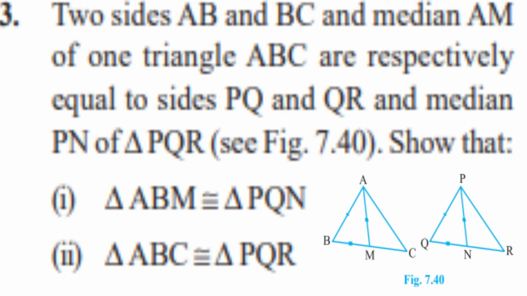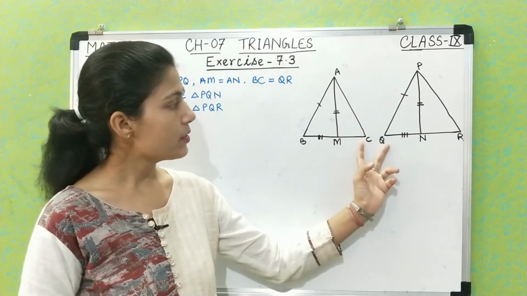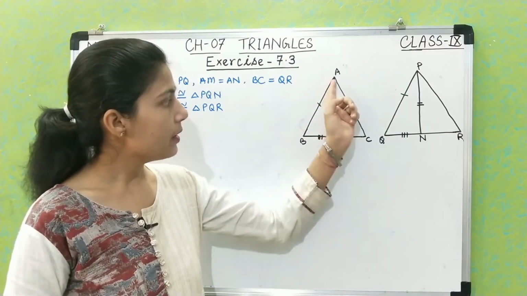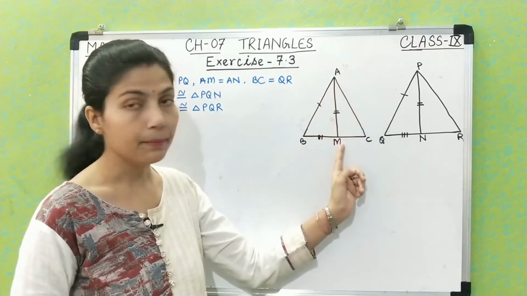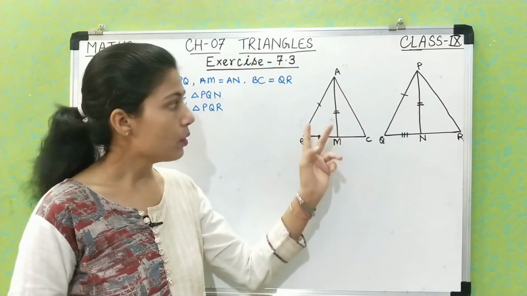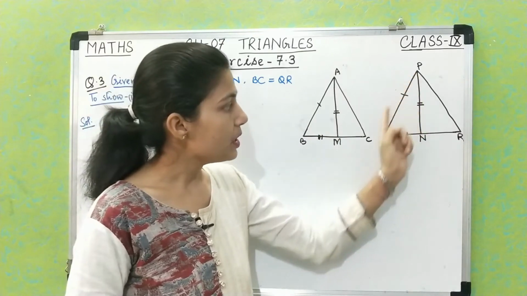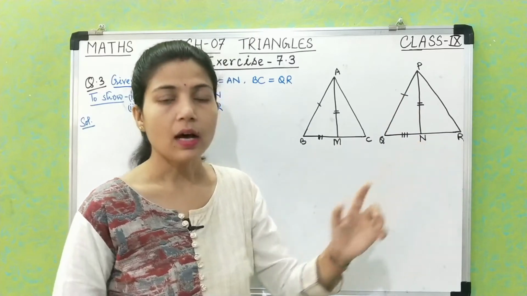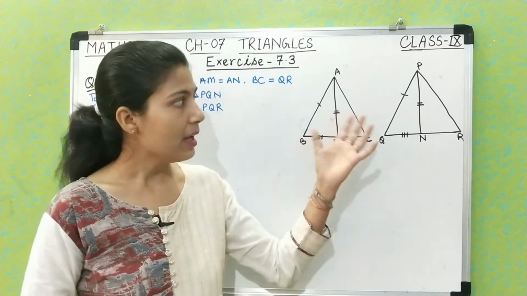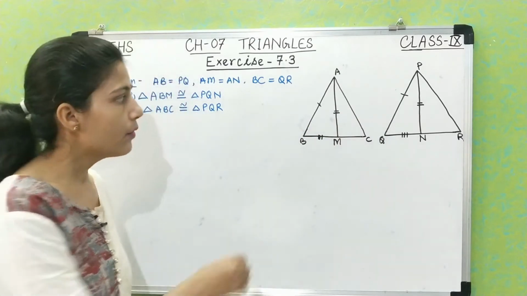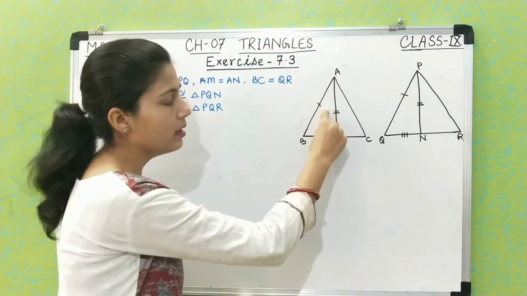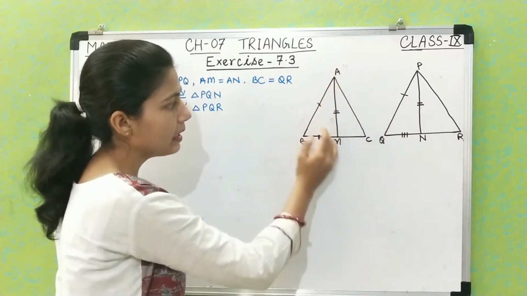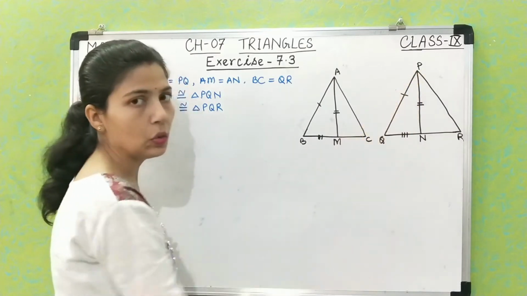Okay, so in this question you are given two triangles such that the sides AB and BC and the median of triangle ABC, meaning AM, these three elements are equal to the sides PQ, QR and the median PN of triangle PQR. Okay, so with the help of the given part you have to show first that triangle ABM is congruent to triangle PQN. Then you have to show the whole triangle ABC is congruent to triangle PQR.